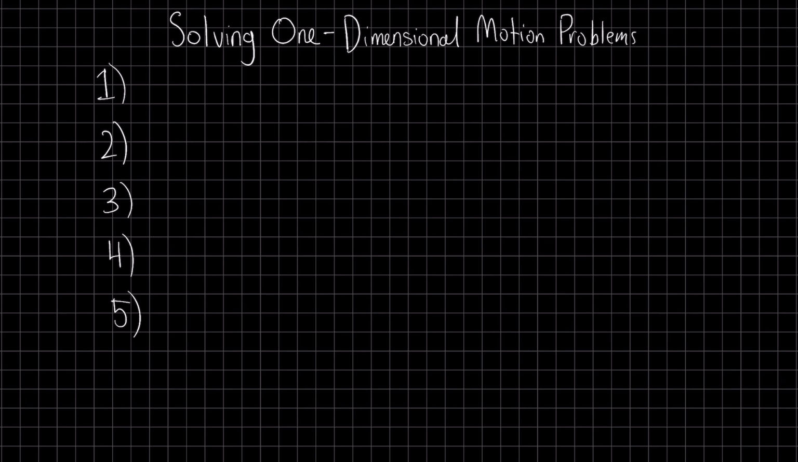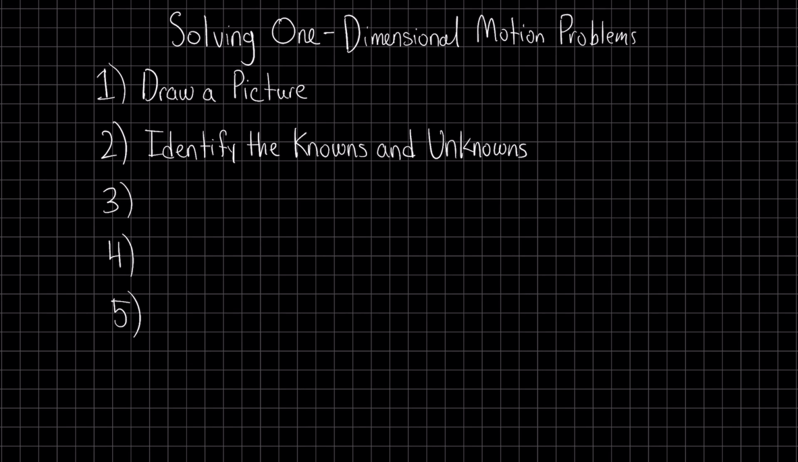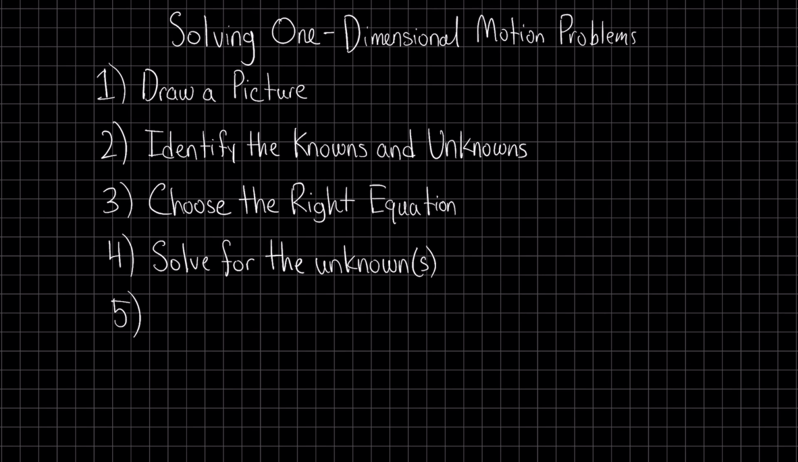So let's get started on today's lesson on solving one-dimensional motion problems. Today, we're going to focus on 5 key steps. The first step we're going to follow is draw a picture. The second step is to identify the knowns and unknowns. The third step is to choose the right equation. The fourth step is to solve for the unknown or unknowns. And the last step is to check our units and answer. So this list of 5 steps is just an overview. We're going to get into more detail later in today's lesson.